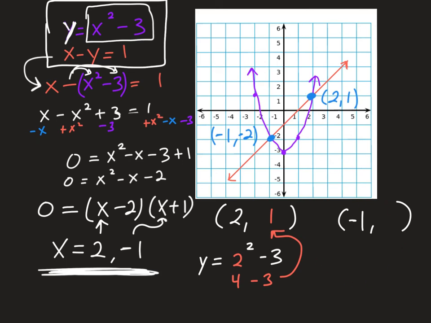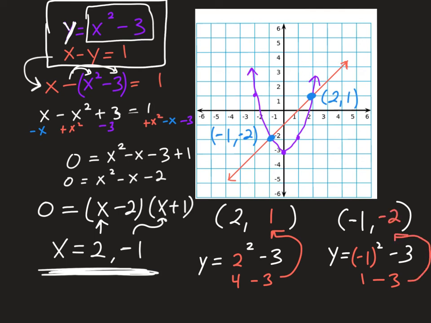Okay, let's do the same thing for the second coordinate. I'm going to use y is equal to x squared minus 3, but my x here is negative 1. So let's plug in negative 1. Whenever you're plugging in a negative value into something that's going to be squared, you want to make sure that you put it in parentheses. Because negative 1 squared means negative 1 times negative 1, which is really a positive 1. So now I have 1 minus 3, and that's going to be negative 2.